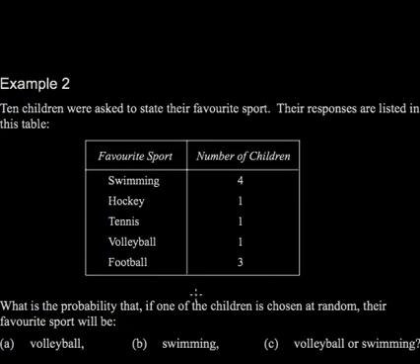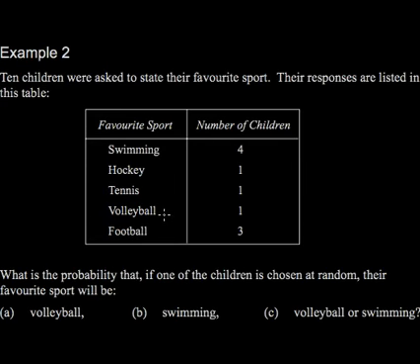So let's have a look at that in this example. You've got 10 children who are asked to state their favourite sport, and their responses are listed in the table. So favourite sport, swimming, 4 kids said. Then the next popular was football, and then you've got hockey, tennis and volleyball, where only one child said that was their favourite. What is the probability that if one of the children is chosen at random, their favourite sport will be volleyball? Well, volleyball is 1.